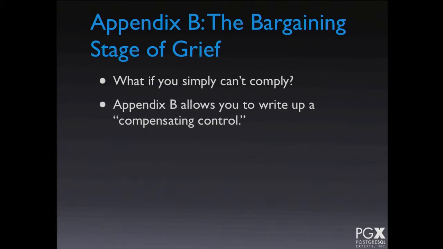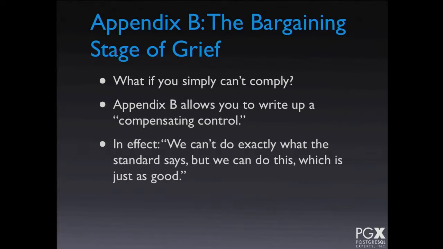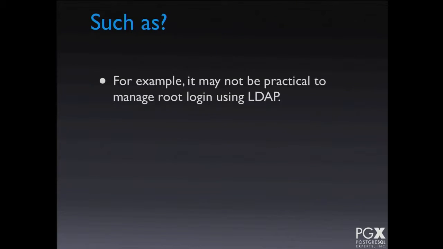Appendix B lets you write up what's called a compensating control, which basically says, well, we can't do that, but we can do this, and we argue this is just as good as the thing we're not doing. For example, Oracle Total Disk Encryption. Oracle will be happy to email you an Appendix B compensating control explaining why their total disk encryption is just as good as anything else. Because at least one very large credit card company uses total disk encryption, even though technically it's not PCI compliant.